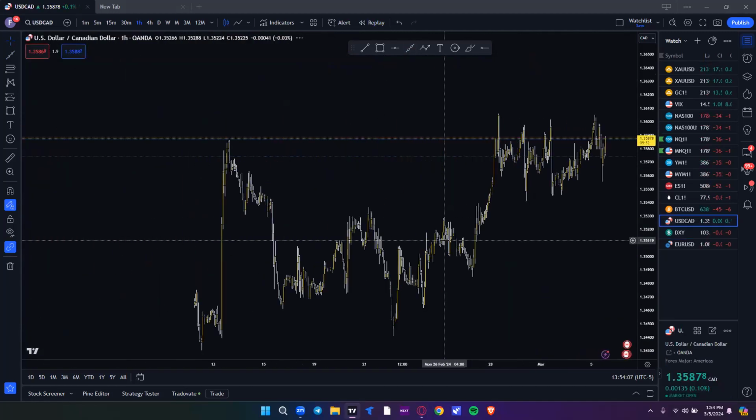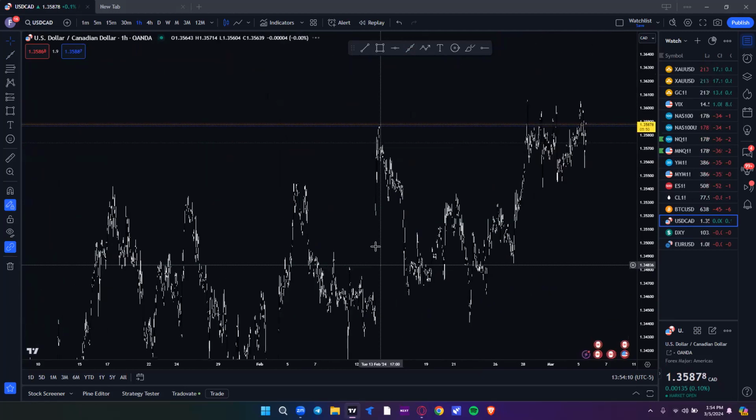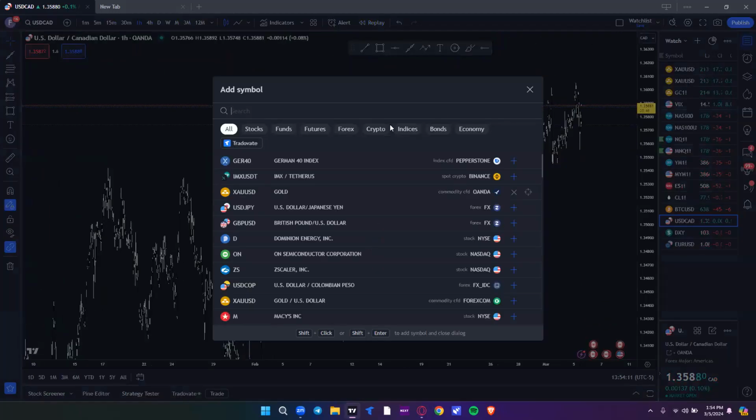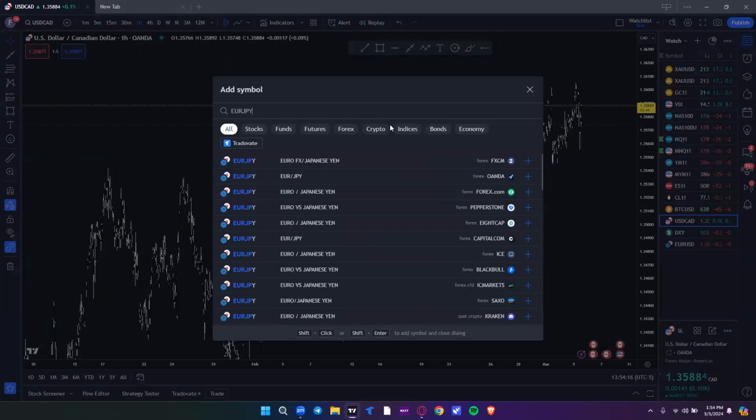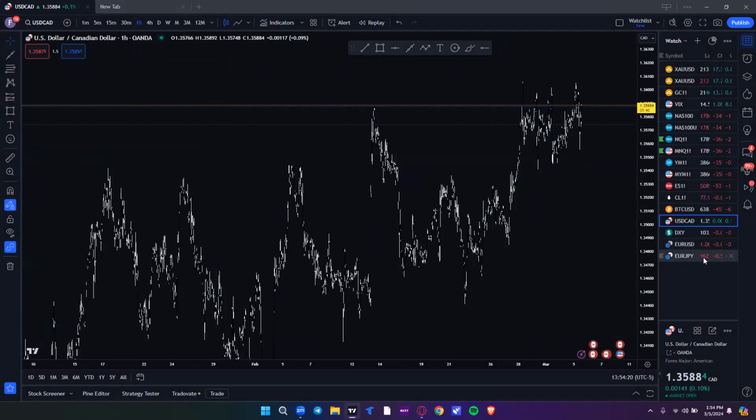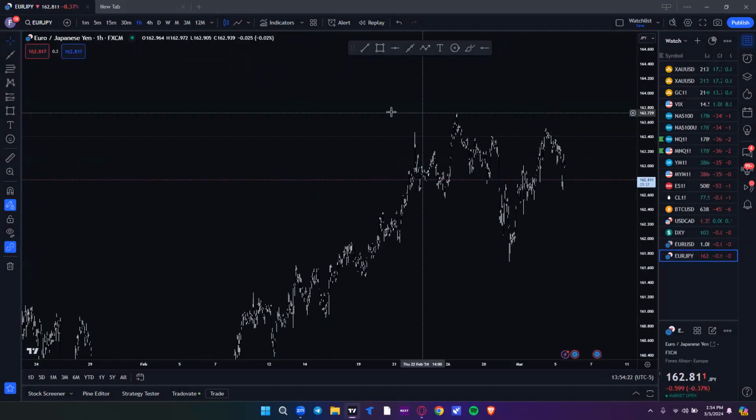Let's go to USD CAD. Let's see. No, you know what? Let me go to Euro JPY. I actually heard a lot of good things, and I remember trading it before. Lately, people have been trading this pair. So let's check it out.